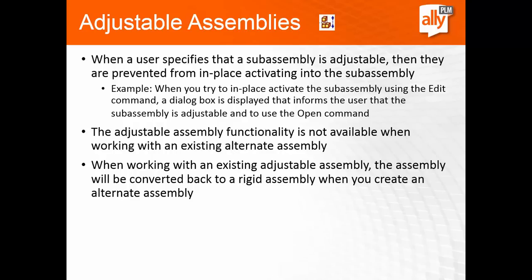If you already have a subassembly defined as an alternate assembly, you won't be able to then create it as an adjustable assembly. Also, as I mentioned earlier, you have the option to switch back and forth between an adjustable assembly and a rigid assembly. You can do that just by right-clicking on it, going back into that simplified or alternate assembly option, and changing it back to a rigid assembly.